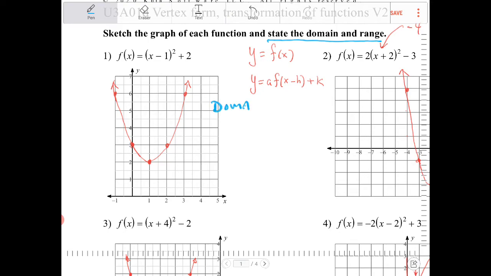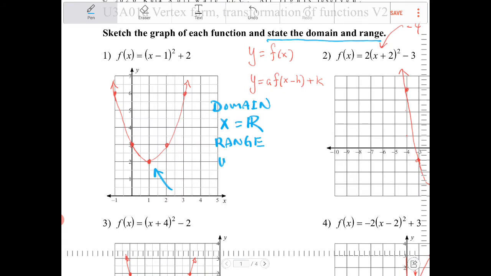So the domain for this guy is x is, well, I can throw anything in here, right? There's really no limitation. So because of this, it's all real numbers. What exactly is the range? I see here that I do have a minimum. That's the lowest y-coordinate. So because of that, the range is going to be greater than or equal to 2.